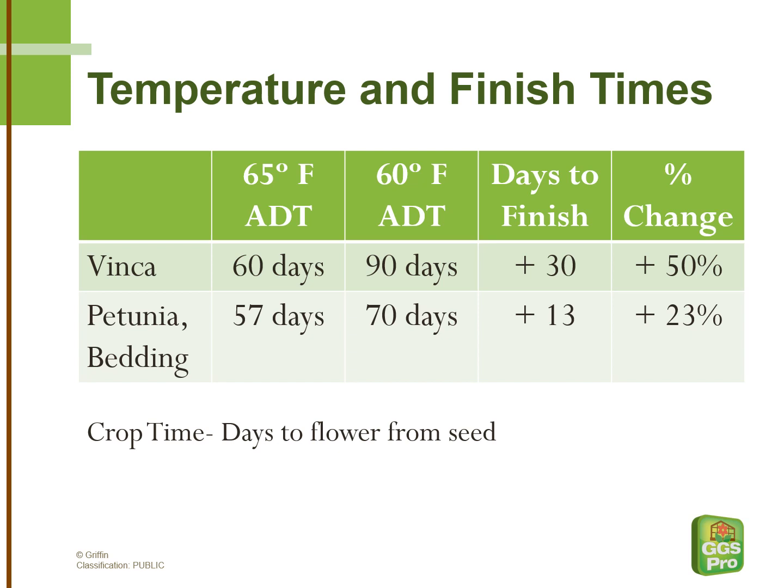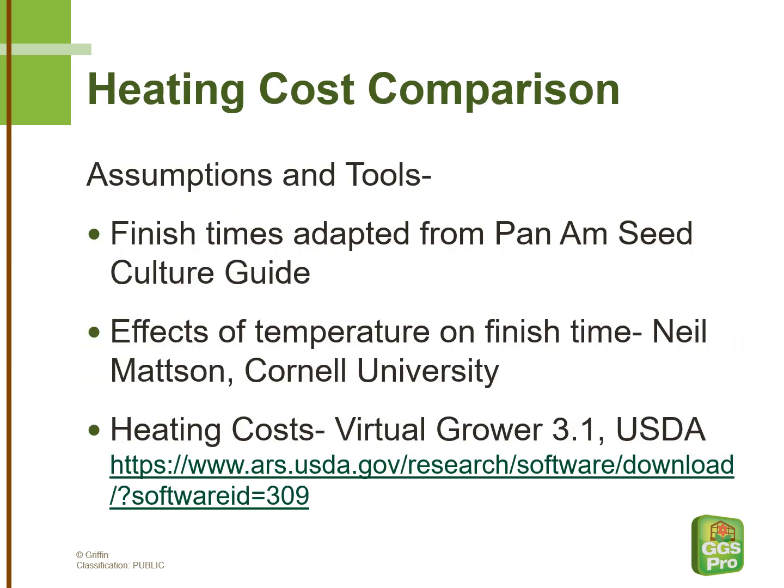And this is another way of taking a look at it, but you can see just a 5-degree drop in the average daily temperature caused a 50% increase in the days to finish. Now these are days from seeding to flower, they aren't from plugs in this particular case. But on my bedding plant petunias, that same decrease in temperature was only a 23% increase in the number of days to finish. So really, I think a dramatic representation of what we're talking about.